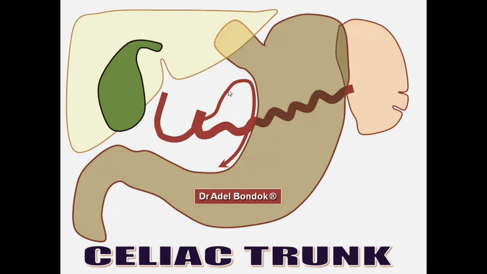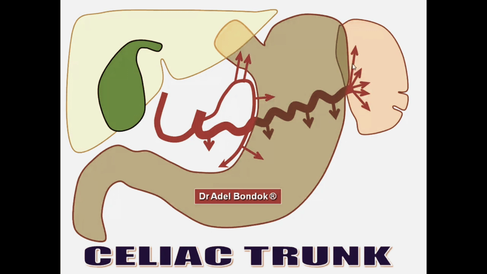The left gastric artery gives two branches: esophageal branches to the abdominal part of the esophagus, and gastric branches to the stomach. The splenic artery gives pancreatic branches along its course to the neck, body, and tail of the pancreas. At the hilum of the spleen, it divides into splenic branches, 5 to 6, which enter the hilum of the spleen to supply the spleen.